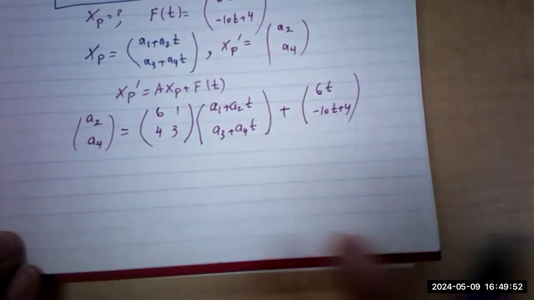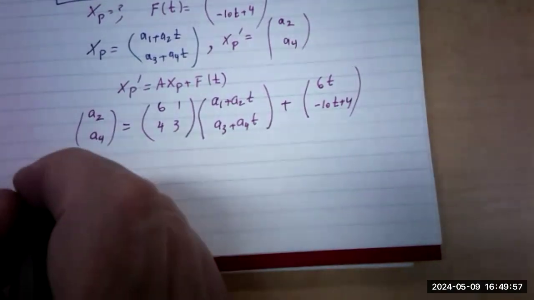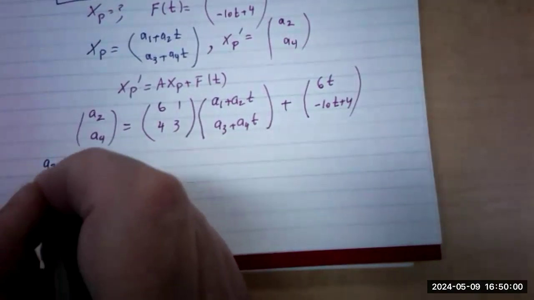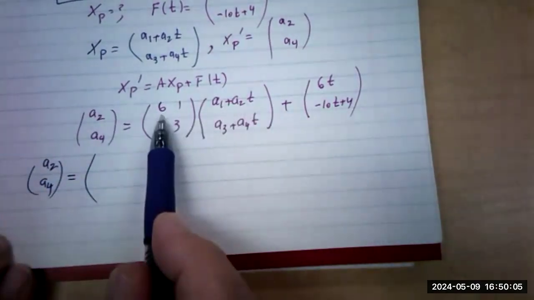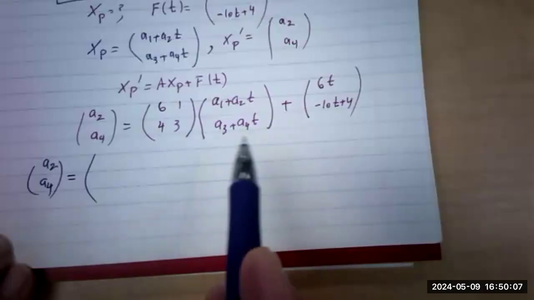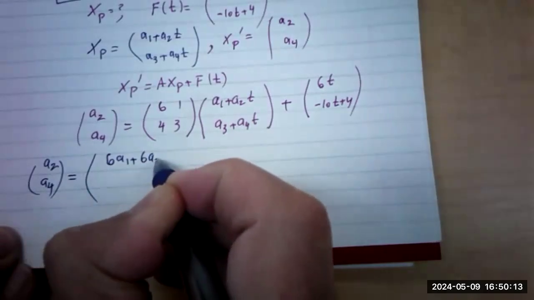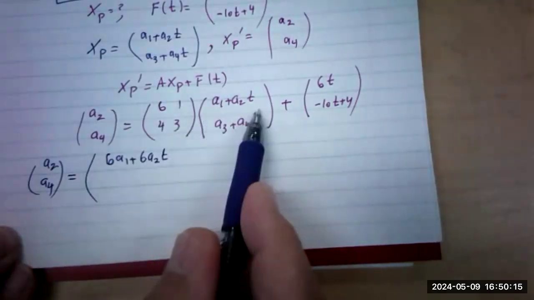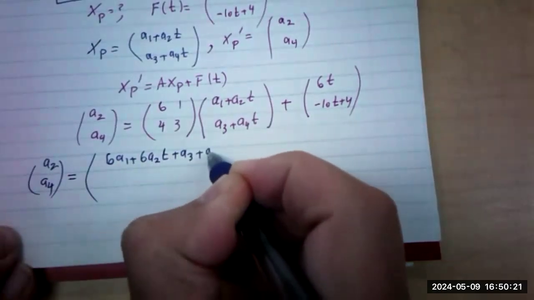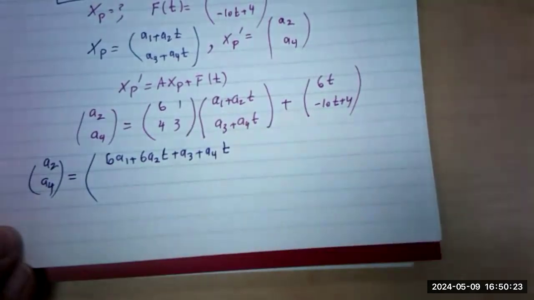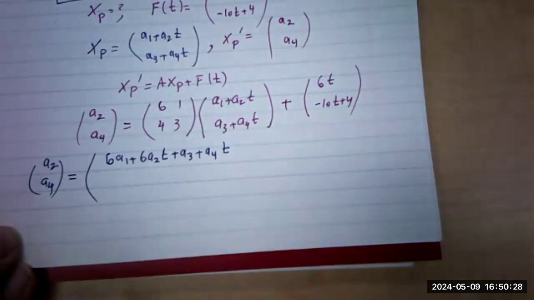Okay, so let's work on this. Carefully multiply it. I have A2 and A4 here. It's going to be unchanged. Multiply, it's kind of dot product type. You multiply the 6 by this one, add it to the 1 of this. So that gives you 6A1 plus 6A2t. This is when you multiply the 6 by the first, then 1 by the other one. So it's going to be A3 and A4t. That's the first row. You multiply this row by this column as a dot product.